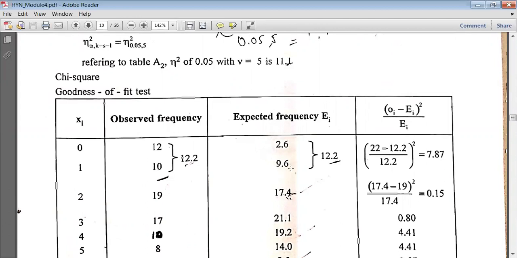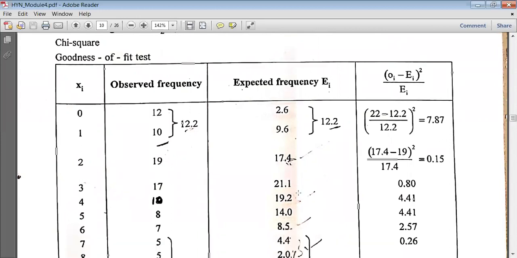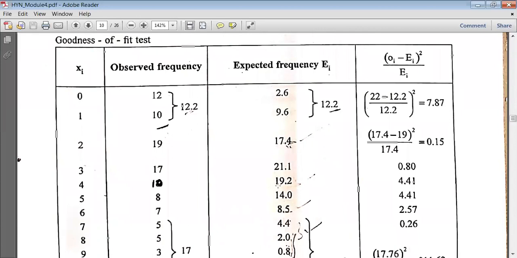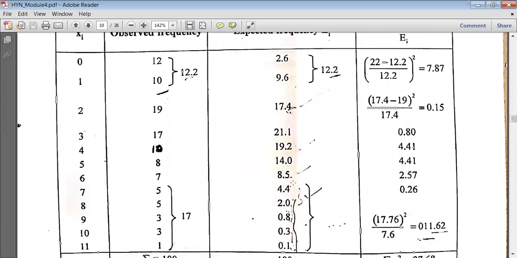So if you are merging two values here in the expected frequency column, then the same way you have to merge the two values in the observed frequency column also. Next, we have the next value. It is 17.4. It is greater than 5, so accept it. 21.51 is greater than or equal to 5. Accept it. 19.2 greater than or equal to 5. Accept it. 14.0 greater than or equal to 5. Accept it. 8.5 is also greater than or equal to 5.